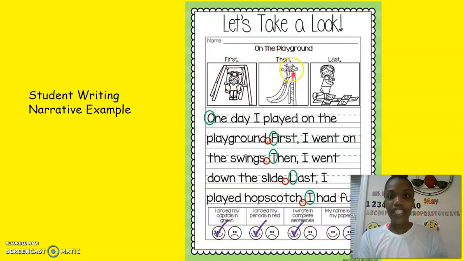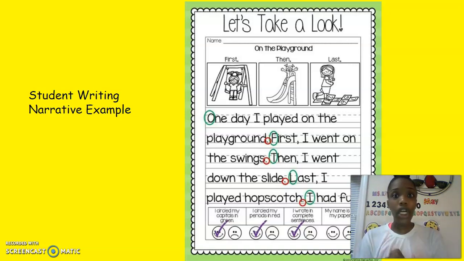Okay. Then she slid down the slide. And lastly, she played hopscotch. Okay, and when I say played on the swing, that means she was on the playground, right? She played on the playground. She went to the swing. She went to the slide. And then she played hopscotch. And that's what you need to be also doing in your writing, okay? At least one sentence for each transition word, okay?